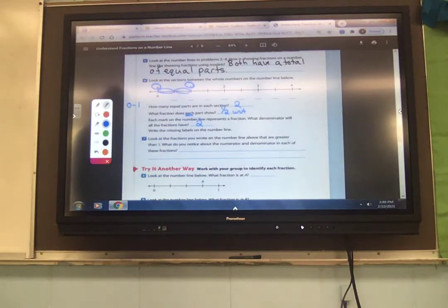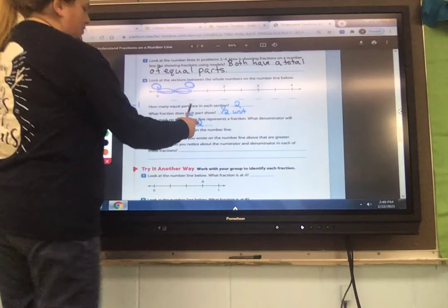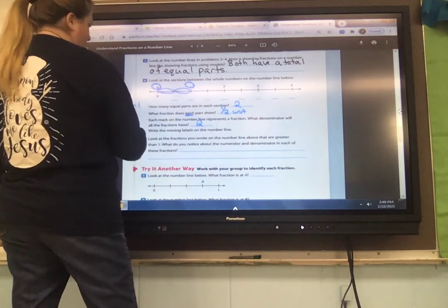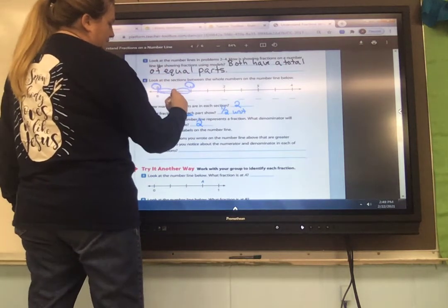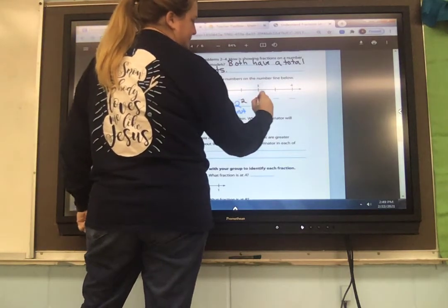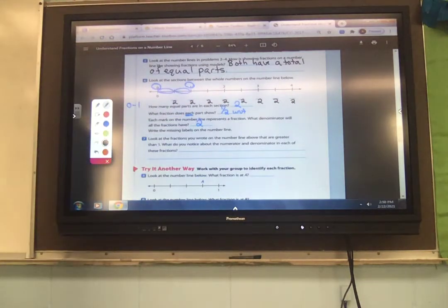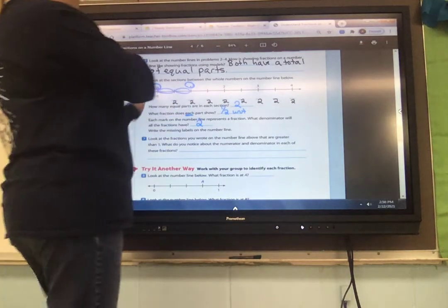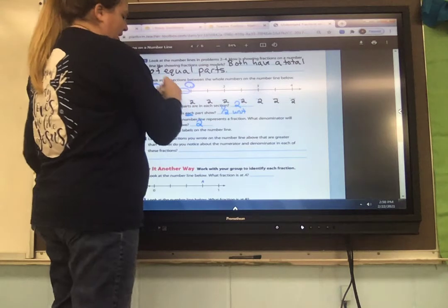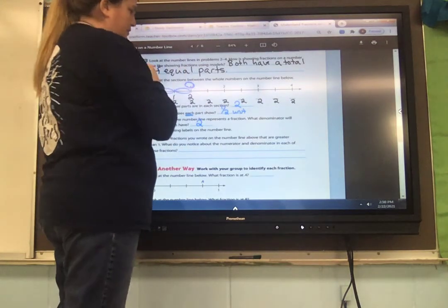Write the missing labels on the number line. So they all have to have a denominator of 2 because we had 2 equal parts from 0 to 1. So everybody has a denominator of 2 all the way down. So go ahead and put all those 2's. Now, if I only want the first section, that's 1 out of 2. If I want the second section, that's 2 out of 2.